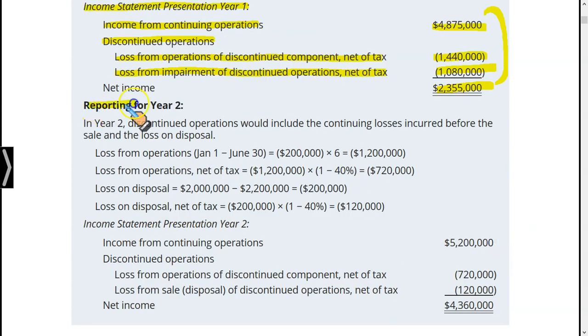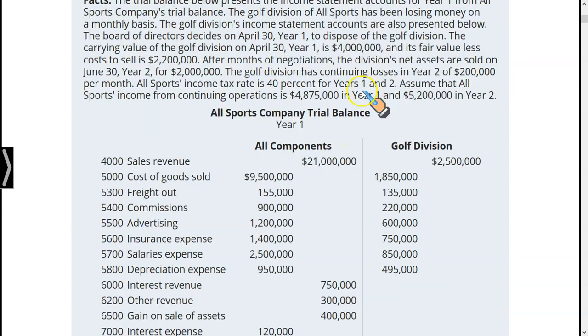What about the reporting for year 2? In year 2, discontinued operation would include continuing losses, and let me show you what was the monthly loss. See, this is it. The golf division has continuing losses in year 2 of 200,000 per month. So since it was disposed of at the end of your second year in the month of June, it's going to be 200,000 times 6. So that's $1.2 million loss.